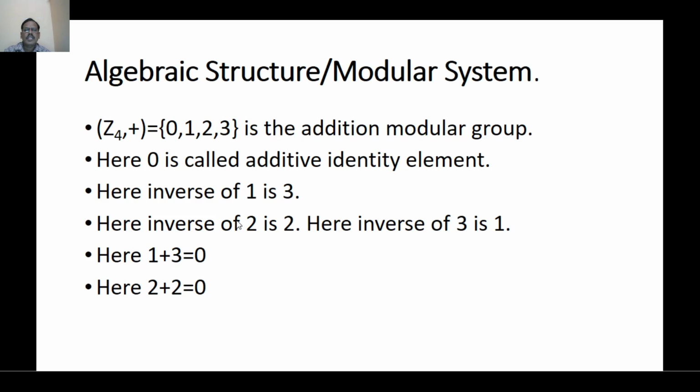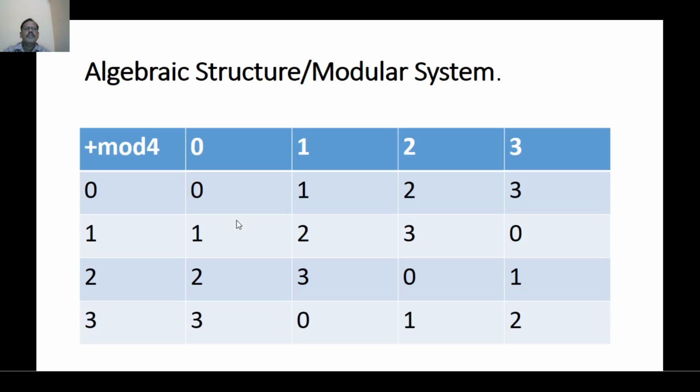So you come to the table, you observe that Z4 contains 0, 1, 2, 3. Sorry, 0, 1, 2, 3. Add 0 plus 0. This is 1, this is 2, this is 3. 1 plus 0 is 1, 1 plus 1 is 2, 1 plus 2 is 3, 1 plus 3 is 4, we put 0. 2 plus 0 is 2, 2 plus 1 is 3, 2 plus 2 is 4, that is once again 0. 2 plus 3 is 5, you divide 5 by 4, remainder is 1.